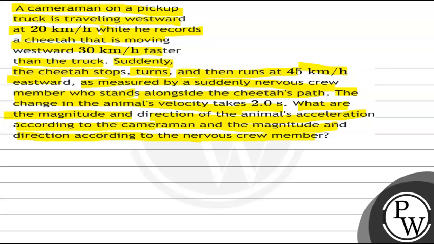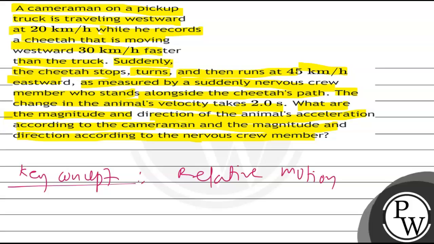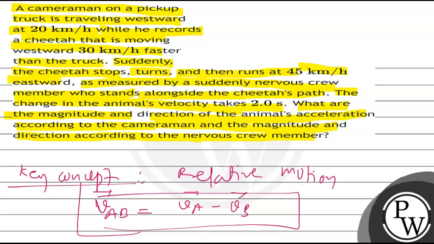So the key concept involved here is relative motion. If we need to find the velocity of A with respect to B, it can be written as velocity of A minus velocity of B. This is the formula that we can use to find the relative velocity of object A with respect to object B. Now let us see the question.